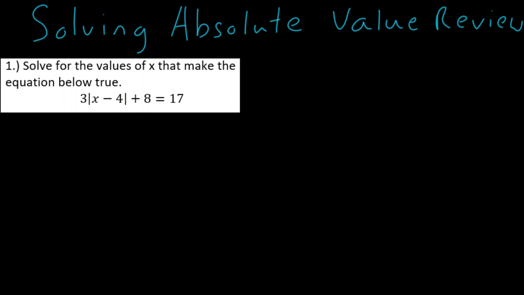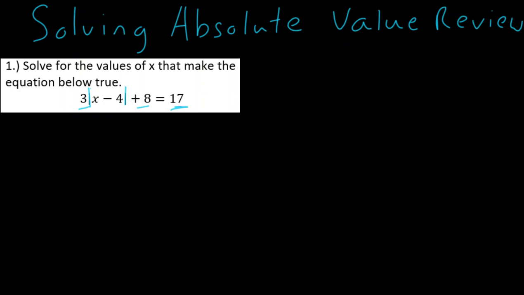Alright, and welcome to our Solving Absolute Value review. So for number 1, it says solve for the values of x that make the equation below true. This is actually going to be a level 3 problem, and we know it's a level 3 problem because we have our absolute value bars, and then we have some things multiplied and added on the outside, but we still only have one thing on the right hand side.